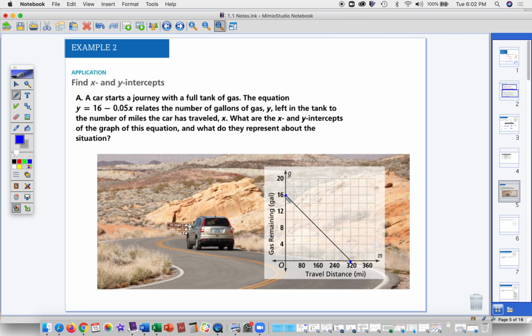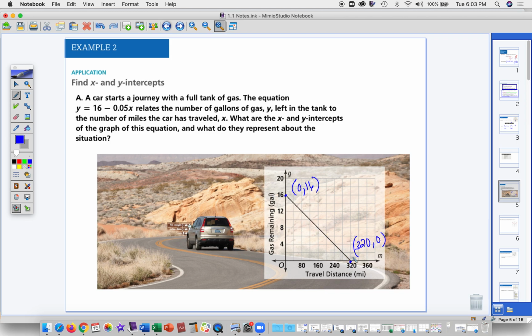Okay, so the y-intercept is 16, right? So we could write that as (0, 16). The x-intercept is 320, so that's (320, 0). So what do they represent? The 16 represents the amount of gas remaining in the tank. When x is 0, that means they haven't traveled anywhere yet. So that's the starting amount of gas, the 16 gallons of gas that's in the tank. The 320, that's the distance traveled in miles.